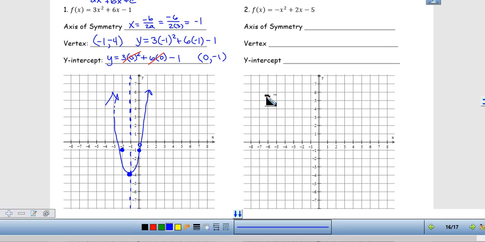In number 2, we're going to follow these same steps. The first thing we're going to do is find our axis of symmetry. X equals negative b. My b term is positive 2, so I have negative 2 over 2 times a. A is negative 1. When I take negative 2 and divide by negative 2, I get a positive 1. So this time my axis of symmetry will be a vertical line that goes through x equals 1.